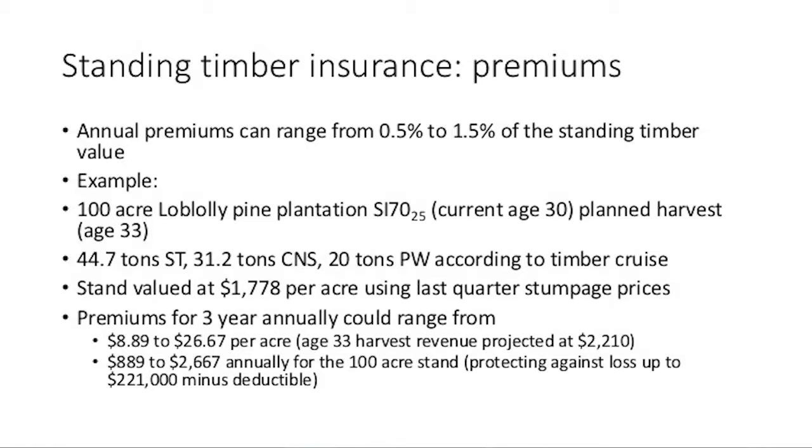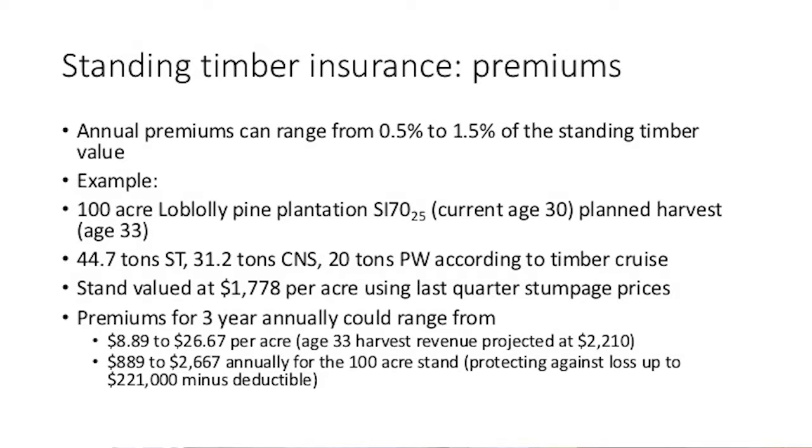And according to our most recent timber cruise, there's about 44.7 tons of saw timber, the most valuable product, 31.2 tons of chip and saw, an intermediate product in terms of value, and then 20 tons of pulpwood, which is the lesser value product. And based on those product volumes and the latest timber price report, the stand is valued at $1,778 per acre. Now, premiums for 3 years annually could range anywhere from $8.89 to $26.67 per acre.